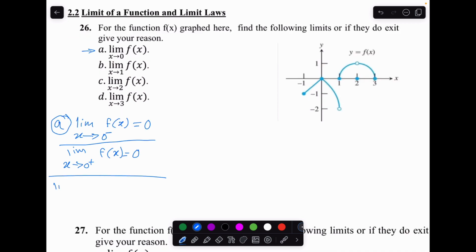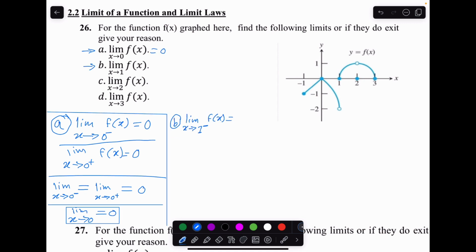So when the limit as x approaches zero from the left is equal to the limit as x approaches zero from the right, which is equal to zero, then the limits from the right and the left are equal, so the limit is equal to zero.